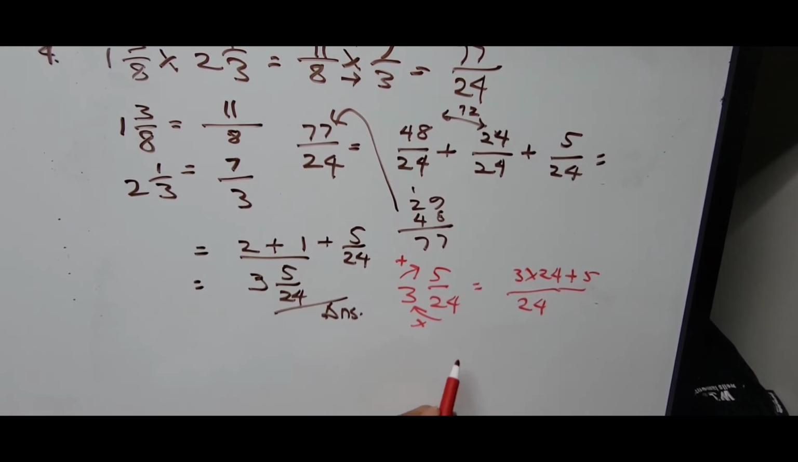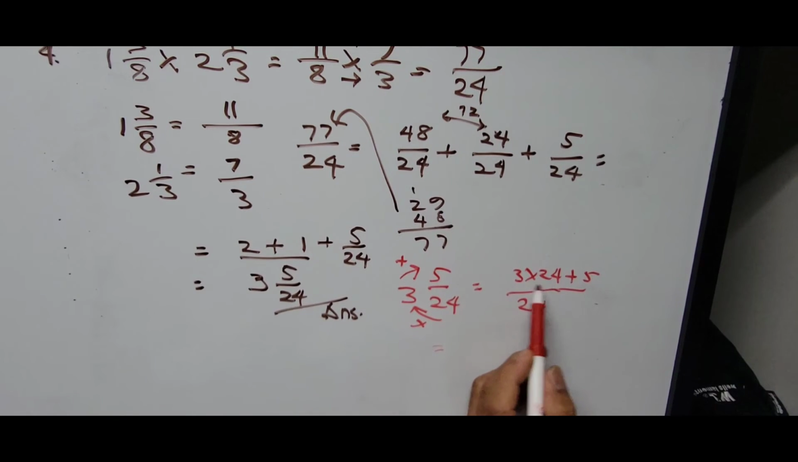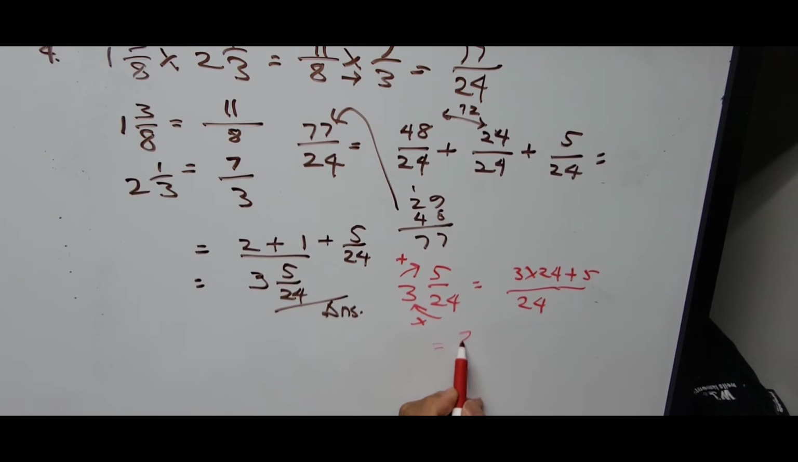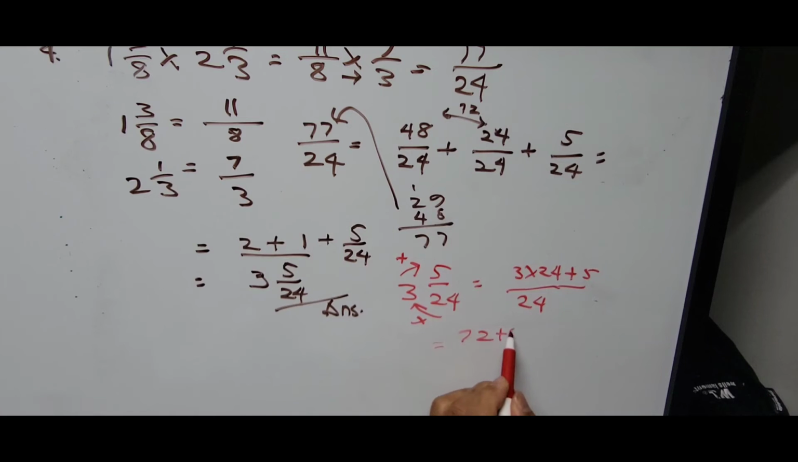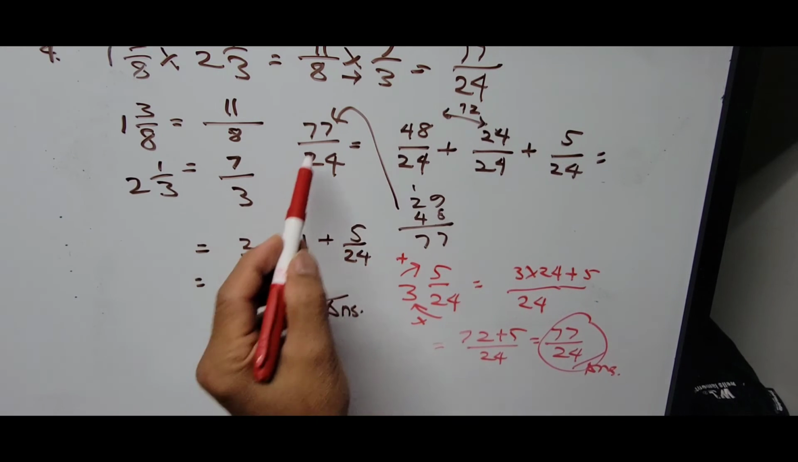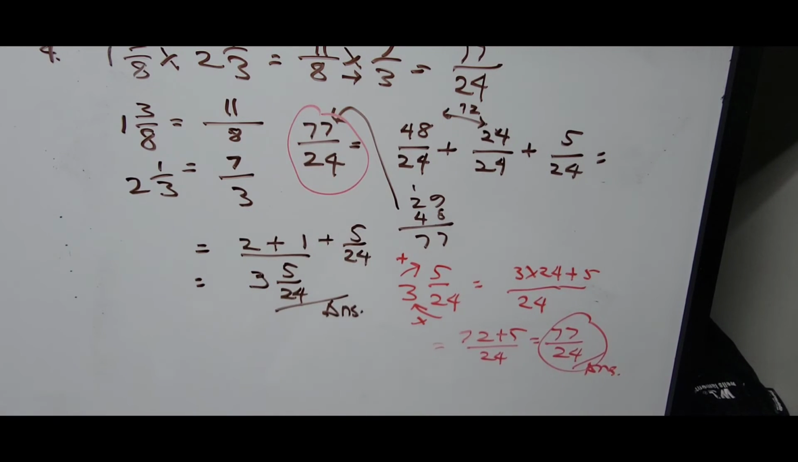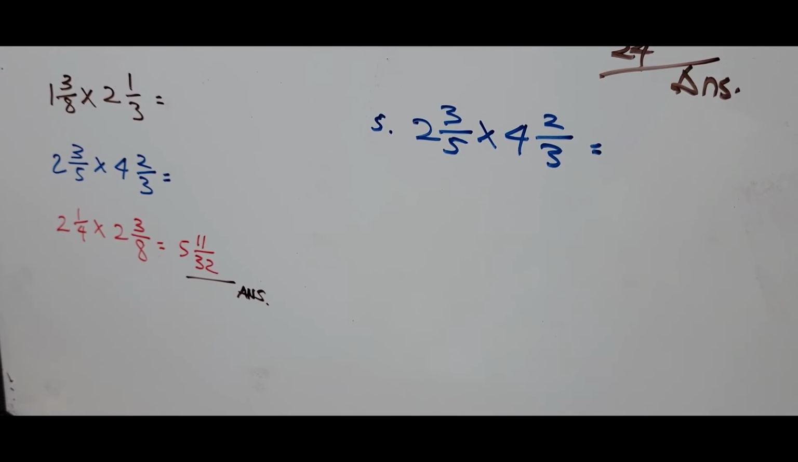Okay, so 24 times 3 is 72 plus 5 divided by 24. That is 72 plus 5 is 77 over 24. So that's the answer. So that's the same way as that one right there. 77 over 24.